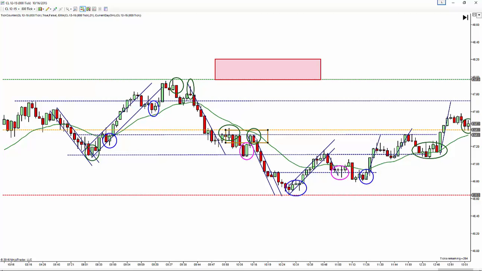So my first two contracts, when price turned around here and I had this strong bar here, I closed this trade out. And I took a loss on this one, only because I thought this was really going to bounce now and retest this area. So I took a loss on that.